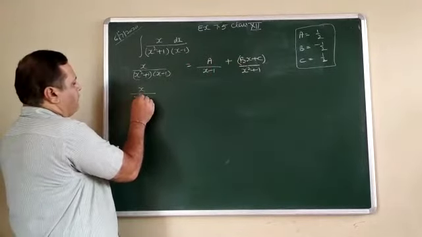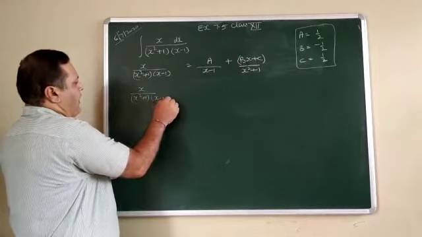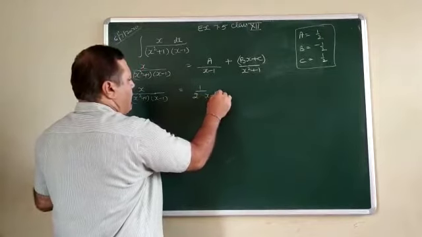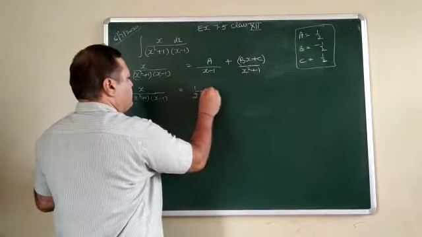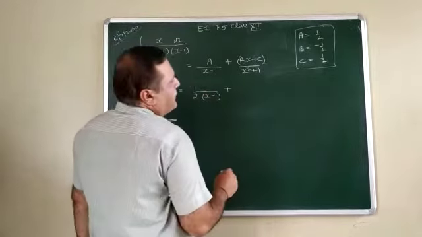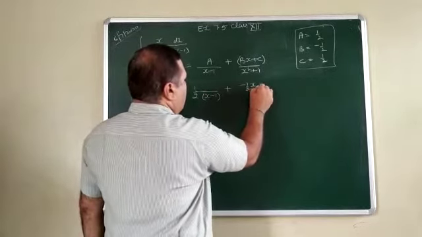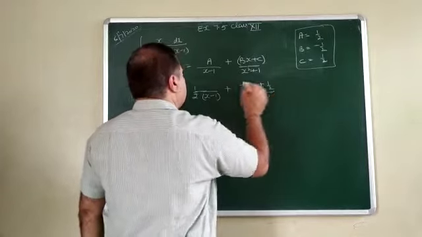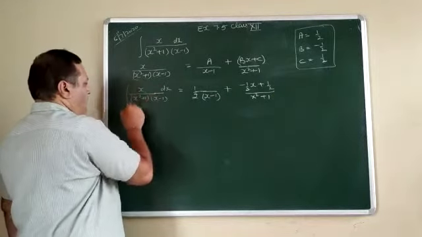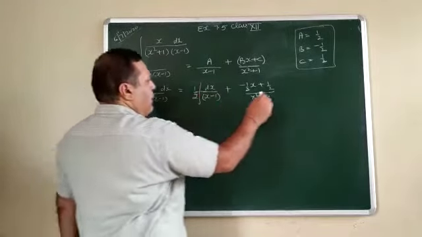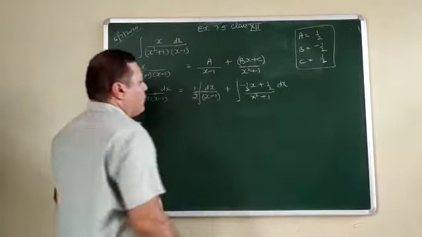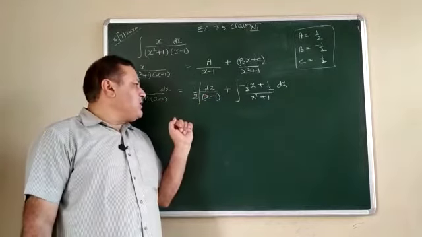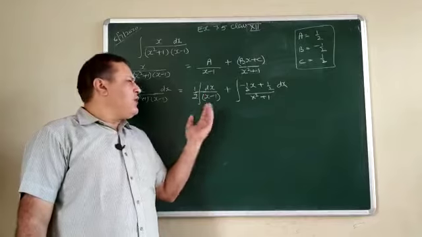x upon (x square plus 1) into (x minus 1) is equal to a, that is 1 by 2 upon x minus 1, plus b, that is minus 1 by 2 along with x, plus c, 1 by 2 upon x square plus 1. We want to integrate, so apply the dx here and the symbol of integration. Now see this one. This complete statement is broken into two statements. This function is quite simple, it is a linear function, so we can easily integrate.